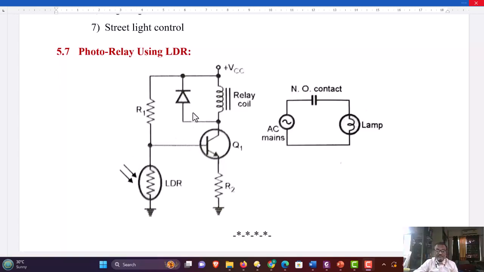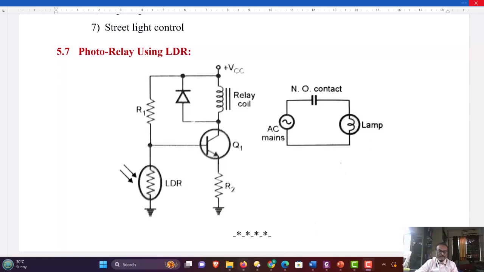The BJT is driving a relay coil. The diode used here is for freewheeling the magnetic energy stored in the coil when the transistor is on. So during the off state, the coil voltage will be clamped to 0.7 volt of the diode and therefore avoids the high voltage kick across the transistor. The contact part of the relay is shown in the second part of the circuit. The contact is connected in series with the mains, and in series with the contact, the lamp load is connected.